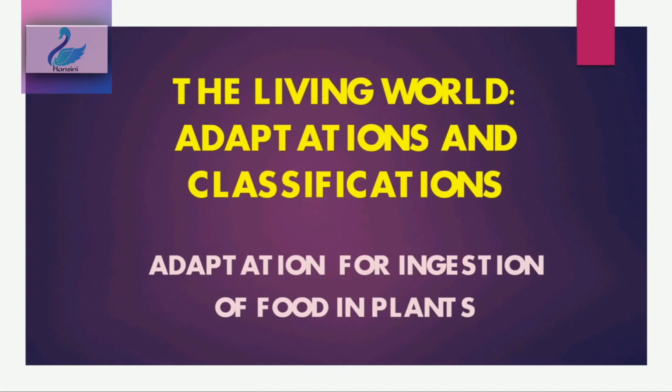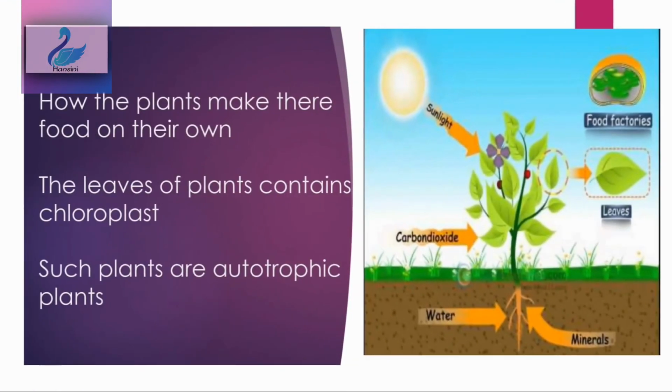The topic is adaptation for ingestion of food in plants. Do you know plants make their food on their own? You have already studied this in previous standard. Now, can you tell me by which process plants make their food? Now, tell me why only plants make their food on their own? Because chloroplast, which is green in color, is present in their leaves. Therefore, they are called autotrophic.